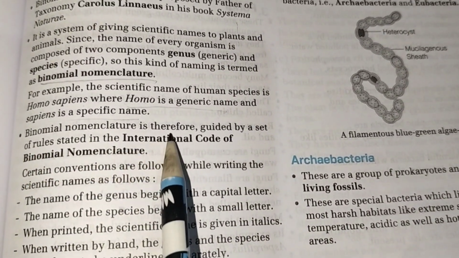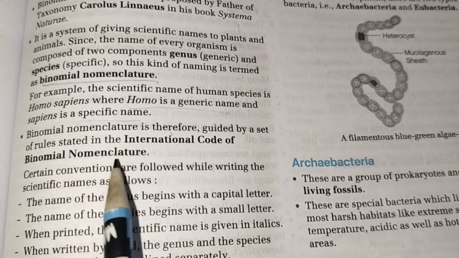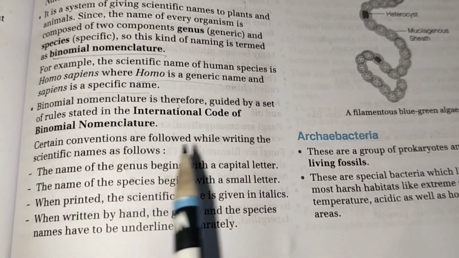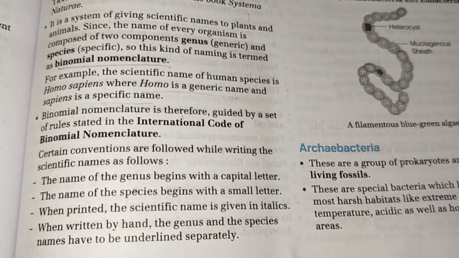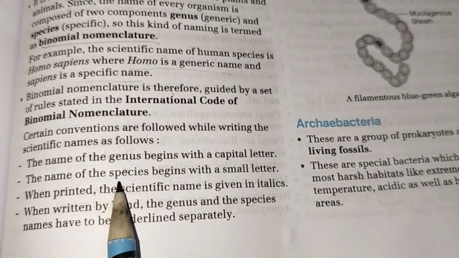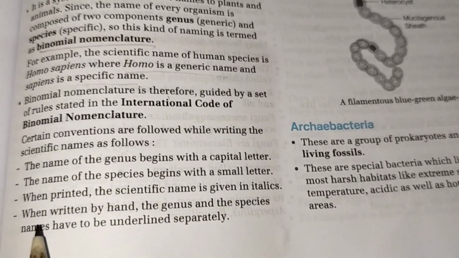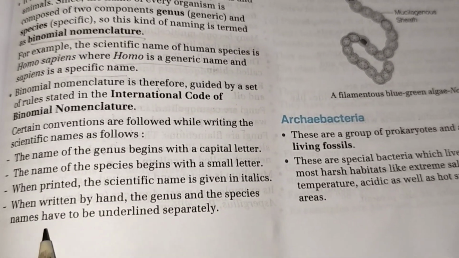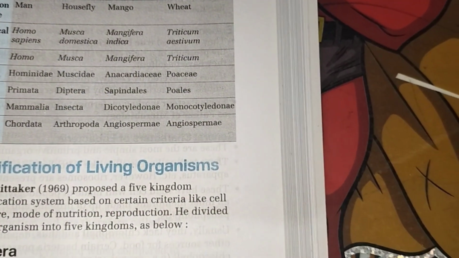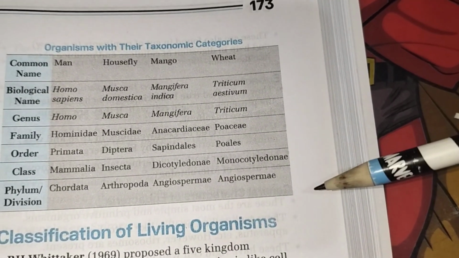Binomial nomenclature is guided by a set of rules stated in the International Code of Binomial Nomenclature. Certain conventions are followed while writing scientific names, right? These are the rules. The name of the genus begins with a capital letter. The name of the species begins with a small letter. When printed, the scientific name is given in italics. When written by hand, the genus and species names have to be underlined separately. Here you can see the table of organisms with their taxonomic categories.